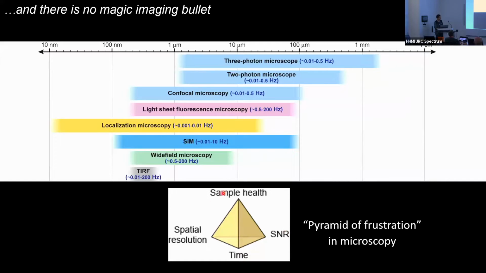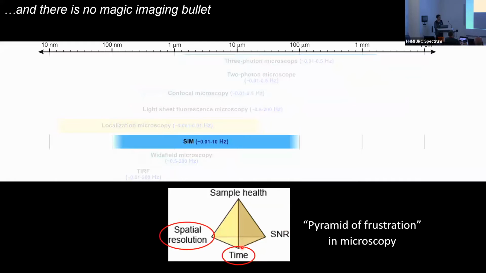These four factors are known as the pyramid of frustration in fluorescence microscopy, which means that no single factor can be improved without compromising the other two or three. Among all the microscope modalities, SIM has both high spatial and temporal resolution and fast imaging speed. Therefore, I chose SIM in this study as my imaging weapon.